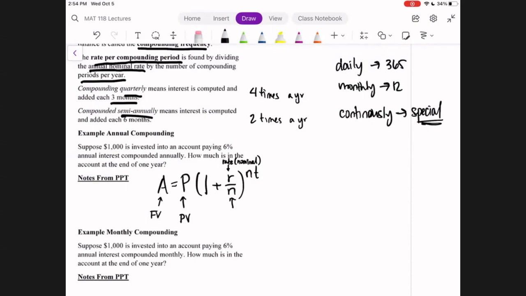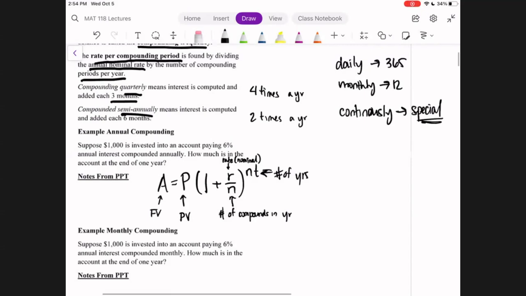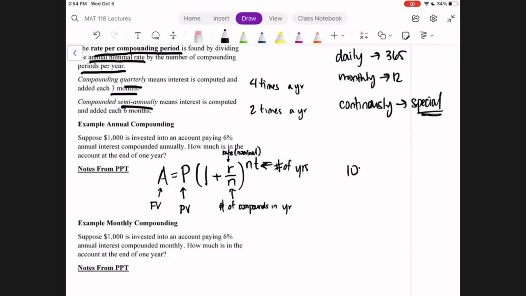N is the number of compounds in a year. And then T is the number of years. So for this problem here, we have $1,000 that's invested, so that's your P. And it pays 6%. And it's compounded annually, so that means N would be 1. So just think, because it's once per year. And then we raise it to the 1 times 1 year, so 1 times 1. So you want to practice keying this in Desmos, whatever you want to do.